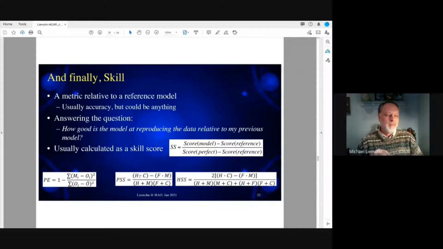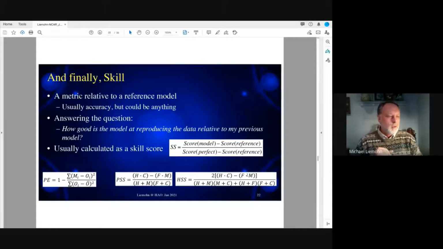These scores maximize when hits times correct negatives are about equal. It's harder to get a good score when you have rare hits in both of these skill scores. You can still get a perfect score if you have no false alarms or misses. If this is 0, you're going to get a 1 on the score.